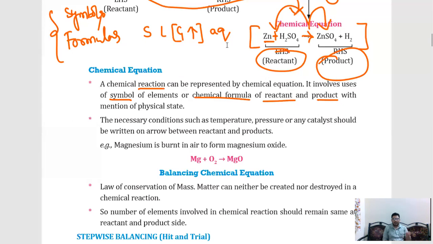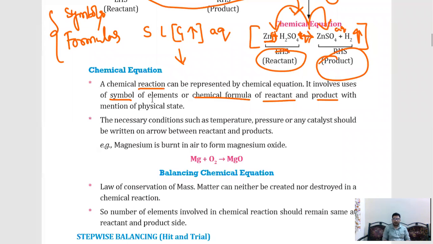That is, if salt is dissolved in water, it is an aqueous solution. If a base is dissolved in water, aqueous solution. If an acid is dissolved in water, aqueous solution, like that. And if there is any precipitation, you can mention a down arrow mark, that and all we will see. Now you see this zinc. How to represent zinc? It is solid. H2SO4, liquid or AQ, ZnSO4, AQ, H2 gas, like this.